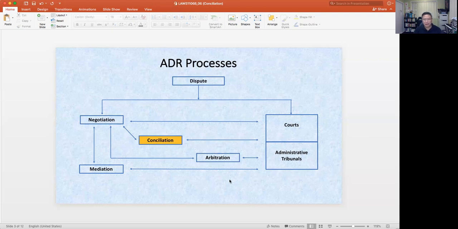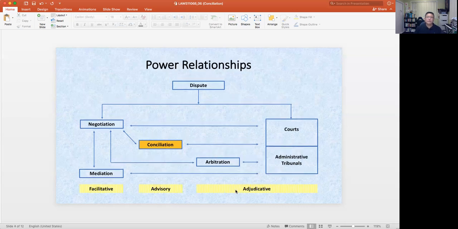So I'm not going to go back into the details when I move on to the other lecture slides. Okay, so moving on. Let's examine these different alternative dispute resolution processes in the context of power.